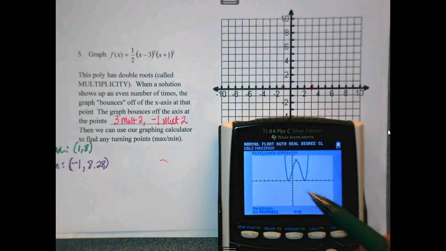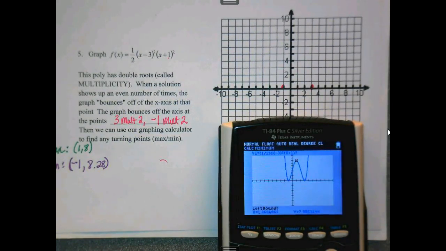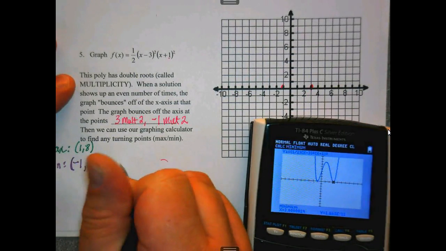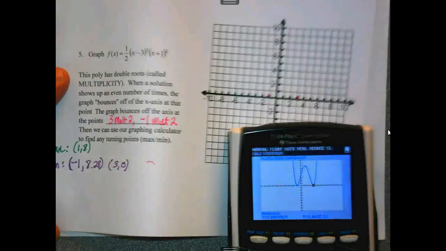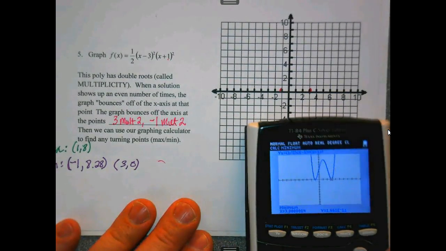And then I've got another minimum to find. So I'm going to hit second trace, the next minimum, and hit enter to the left, enter to the right, enter for the actual number, 3, 0. So I have another minimum at 3, 0. That's that scientific notation again. It's the pixels in the calculator are giving me a very, very tiny number, but it's 0.